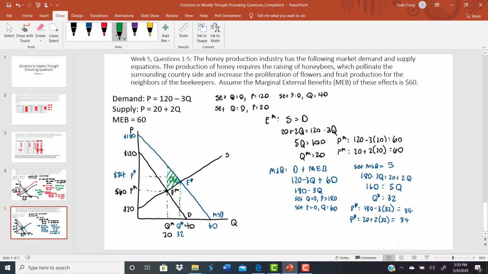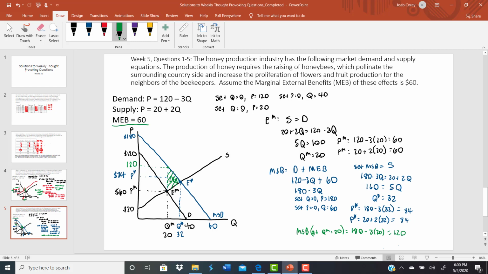In order to figure that out, you need to figure out, again, what happens when you plug your QM into our marginal social benefit curve. So our MSB at QM equals 20 units is equal to 180 minus 3 times 20, or 180 minus 60, which is equal to 120. That should be exactly 60 higher than our original market price of 60, given that our marginal external benefit is 60.